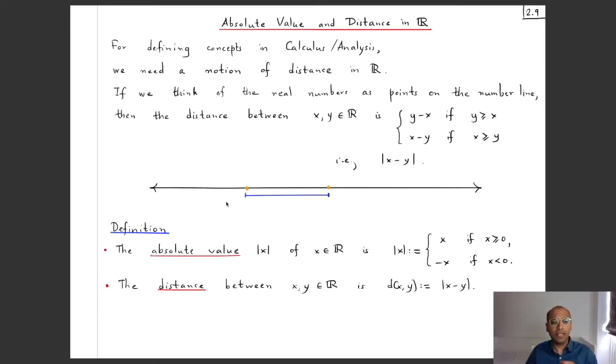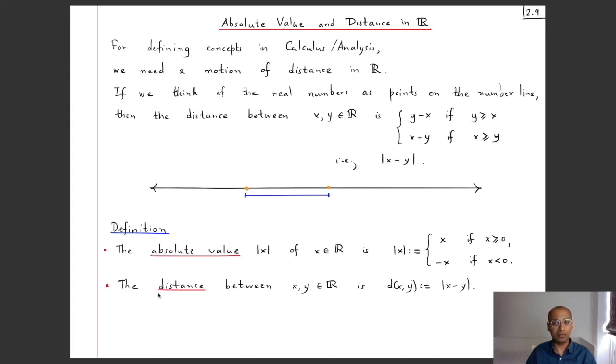Okay, so let's recall what is the notion of absolute value. If you have a real number x, then the absolute value of this x, which we will denote by mod x, sometimes read, instead of saying absolute value of x, we'll simply say mod x. Mod x, or absolute value of x, is defined by x if x is bigger than or equal to 0, and minus x if x is less than 0.